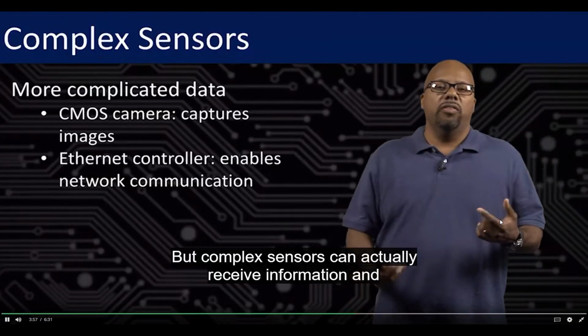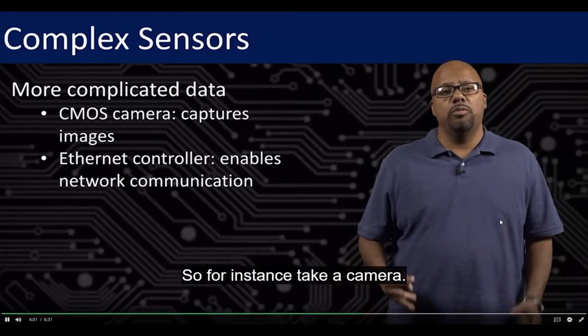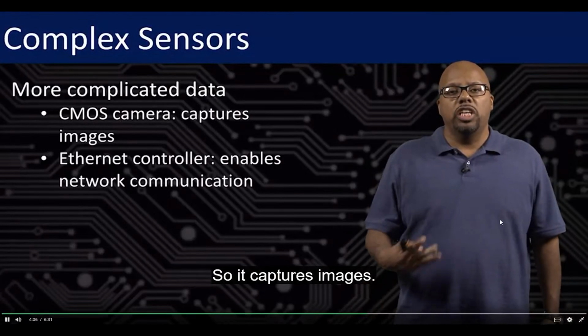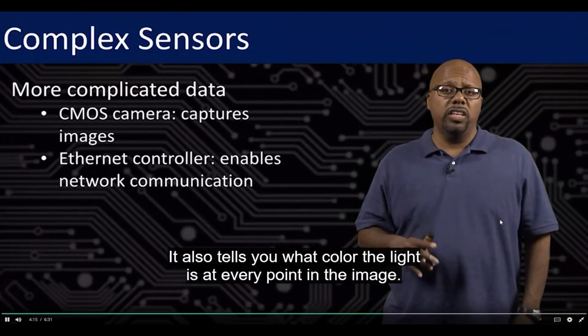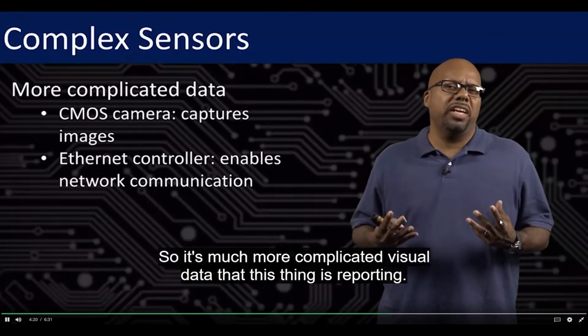But complex sensors can actually receive much more complicated data. So for instance, take a CMOS camera, a camera in a digital camera. So it captures images. Now that's technically a light sensor. It's a special purpose light sensor. It doesn't just tell you the intensity of light like a photoresistor might. It also tells you what color the light is at every point in the image, right? So it's much more complicated visual data that this thing is reporting.